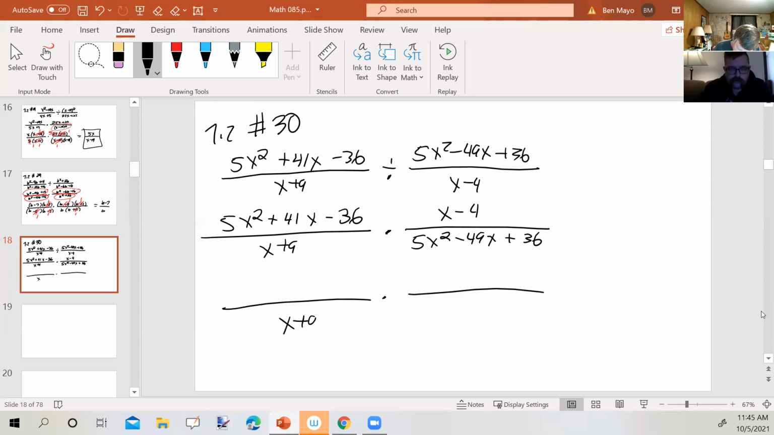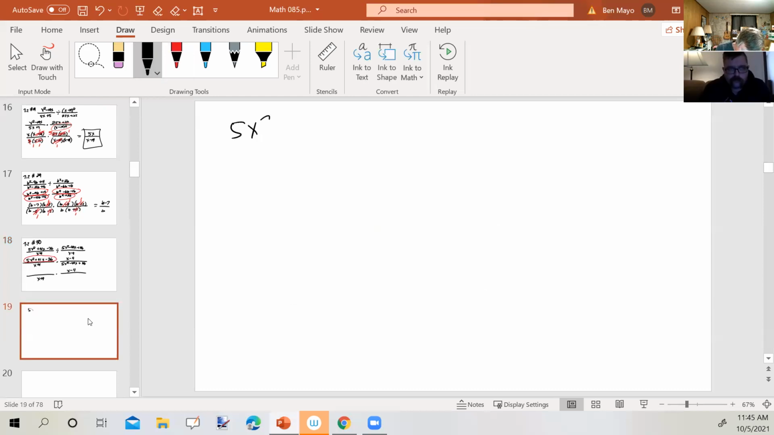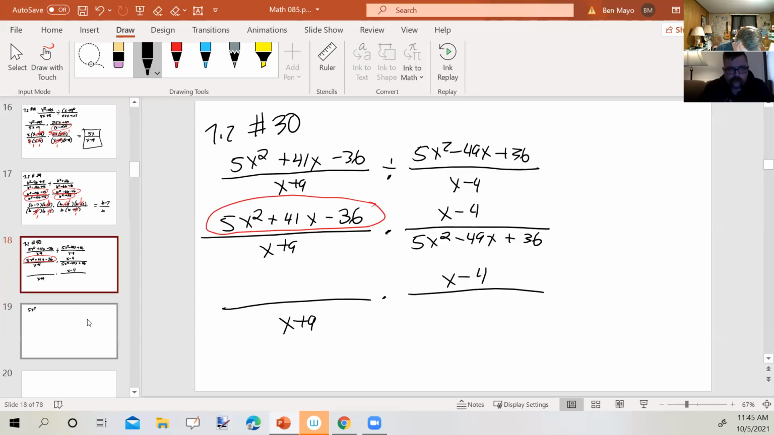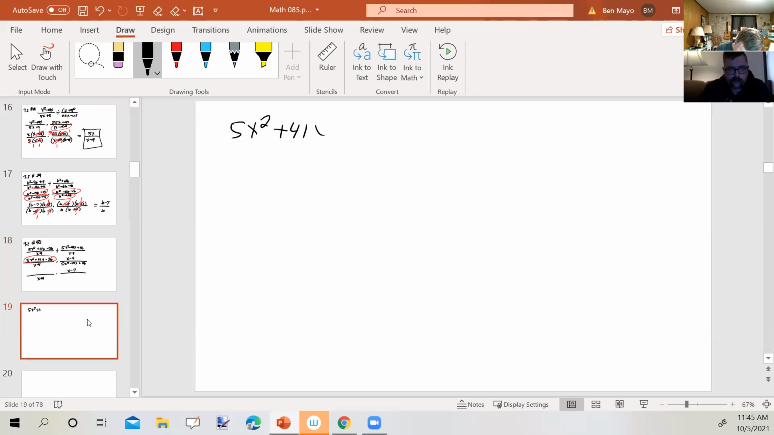Okay, well, the x plus 9 and the x minus 4, those aren't going to factor any further. I'm going to run out of room here, so I'm going to take this trinomial and go to the next page, recopy it, and factor it. Okay, so 5x squared plus 41x minus 36. Okay, it's a trinomial. It's in standard form.